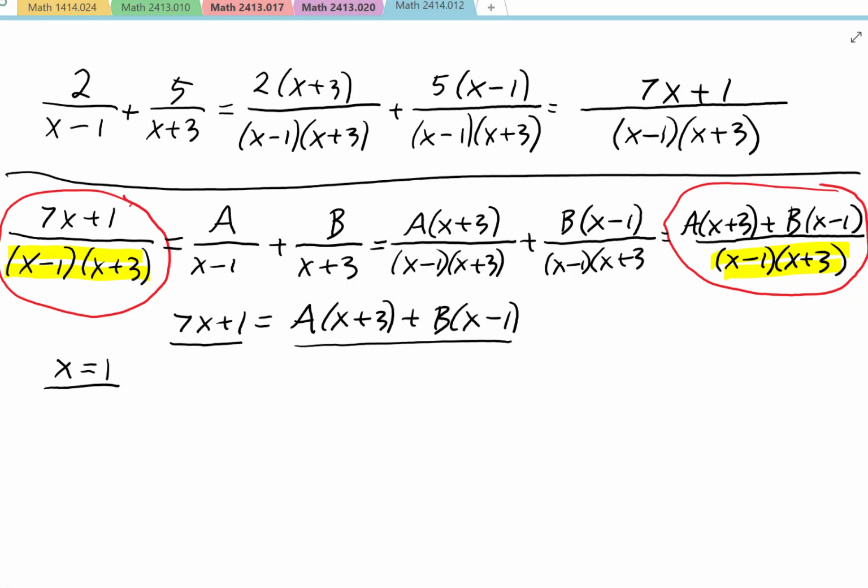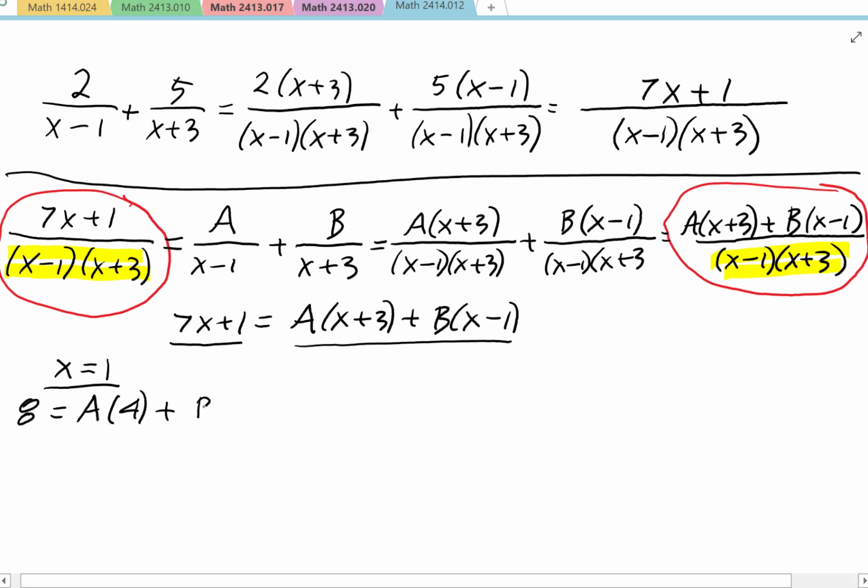So let's do this. 7 times 1 plus 1, that's going to be 8, equals a times 1 plus 3 is 4, plus b times 1 minus 1 is 0. So I get 4a equals 8, divide by 4, and a is 2.